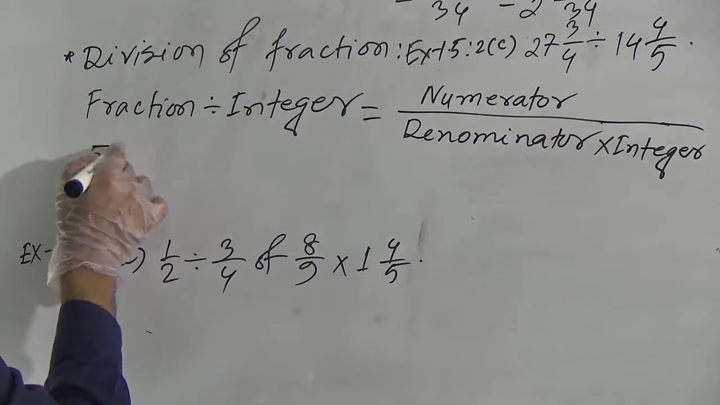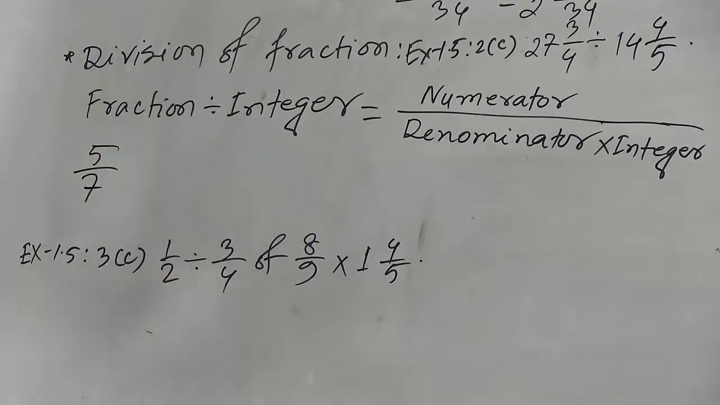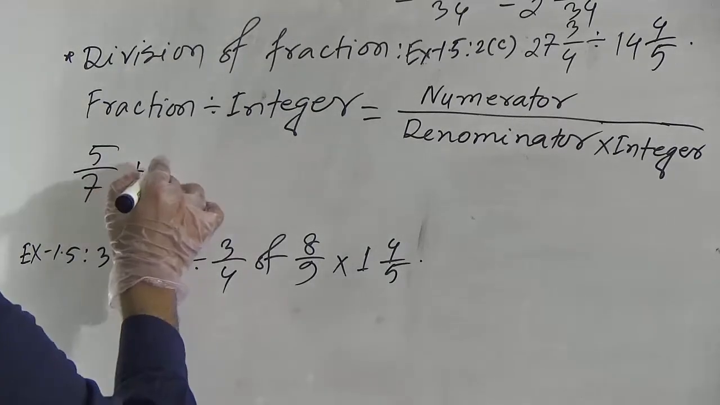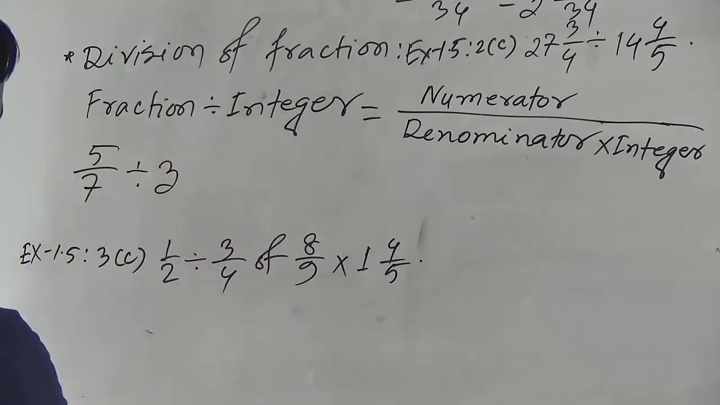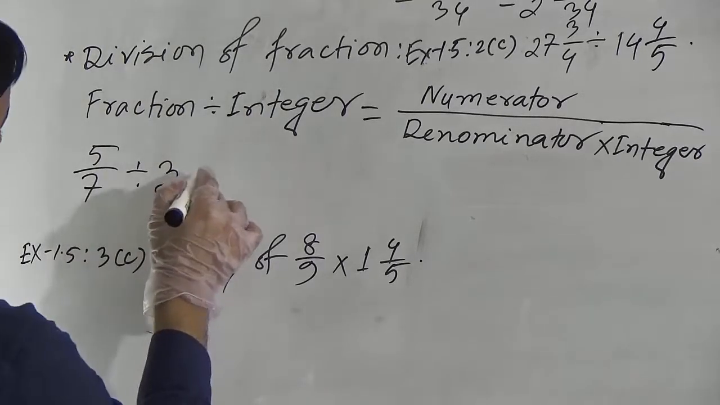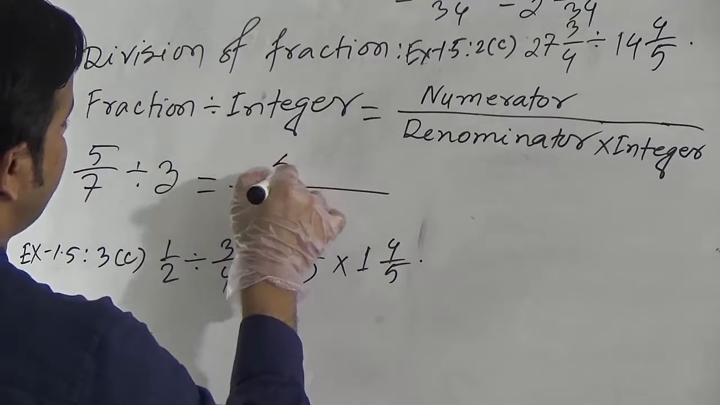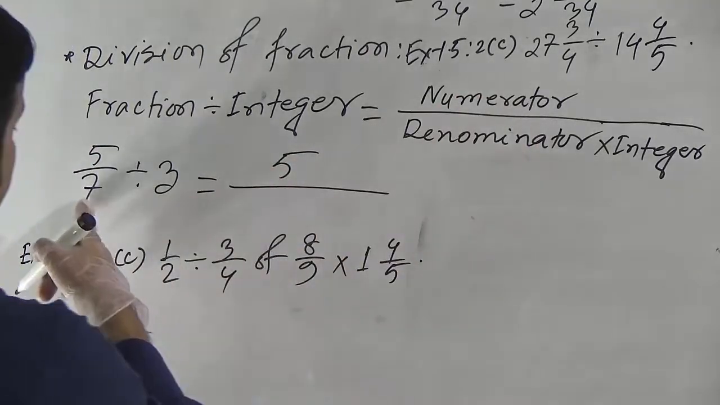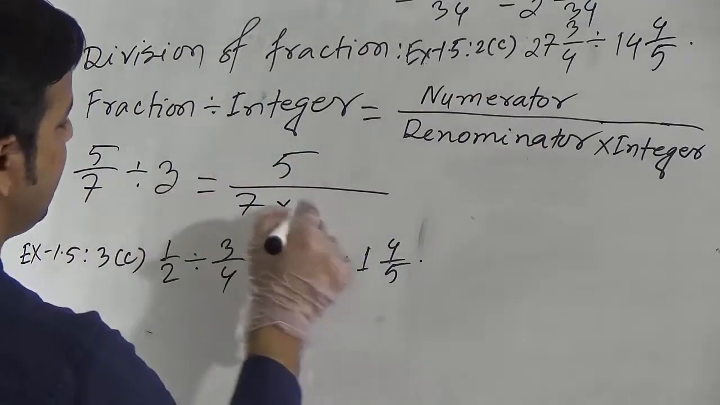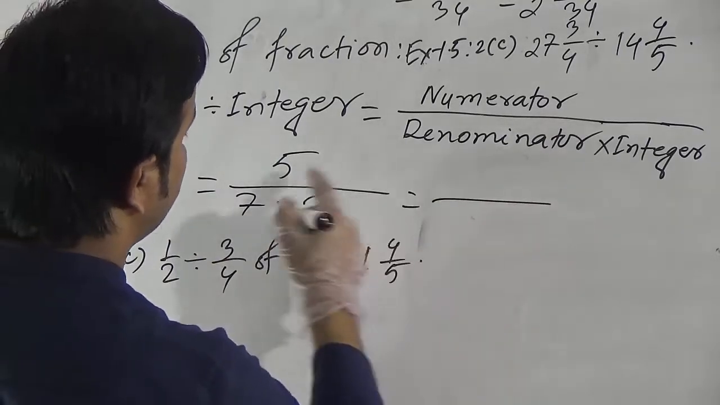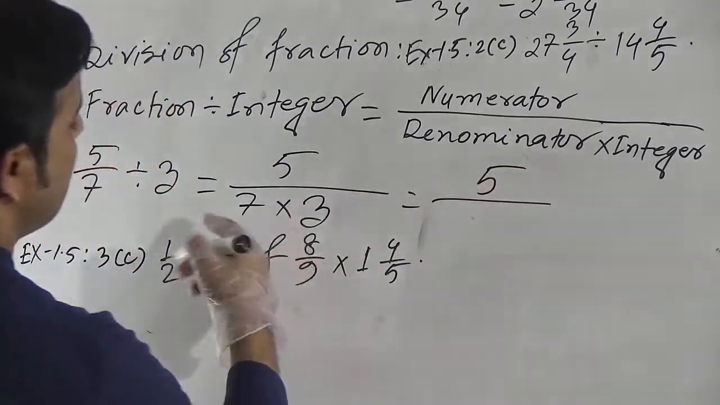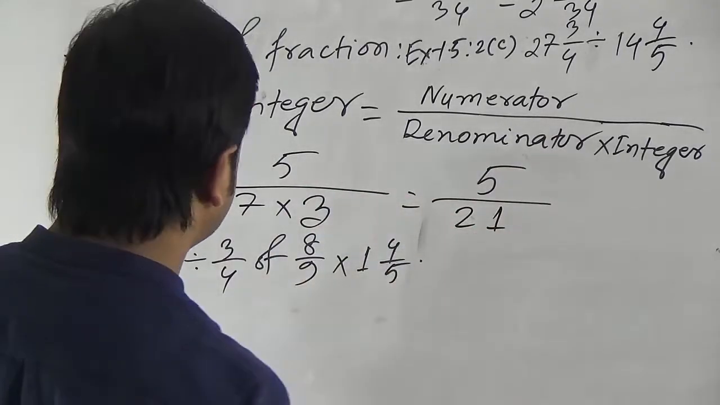According to this formula, we can solve a problem here. Suppose 5 by 7 is a fraction. We want to divide this by 3. If we want to divide this by 3, then according to the formula, we can write 5 here, the numerator is 5 and the denominator is 7 and the integer is 3 here. So it will be 5 over, 7 threes are 21.